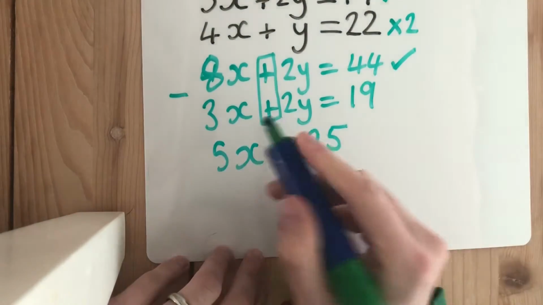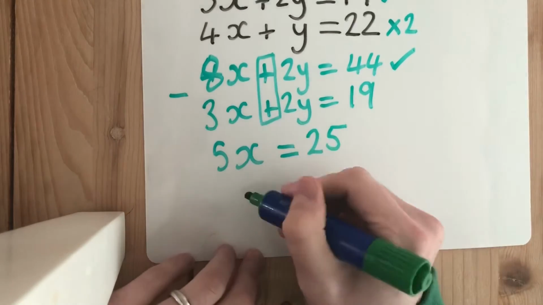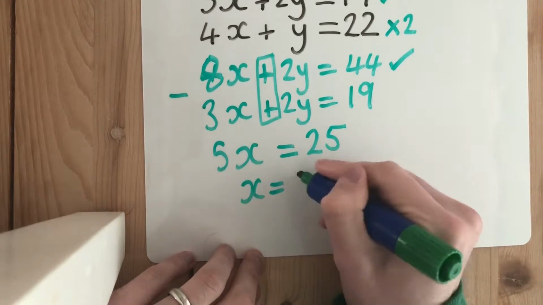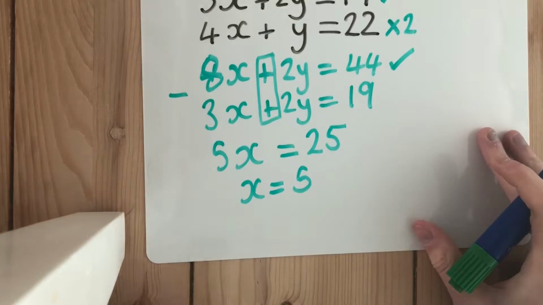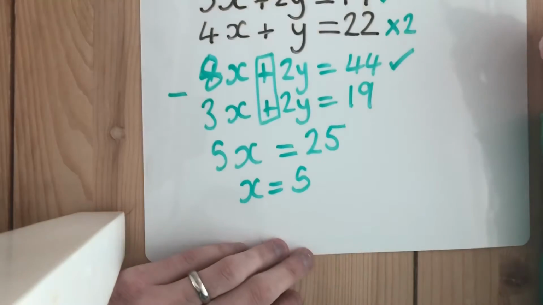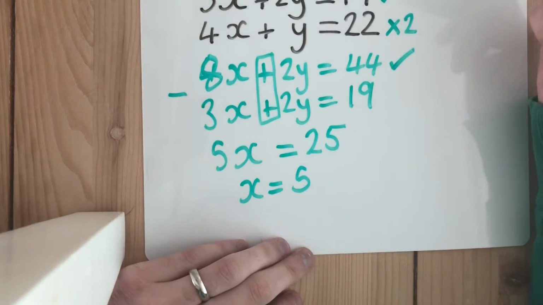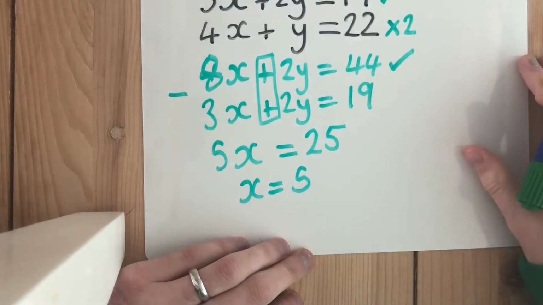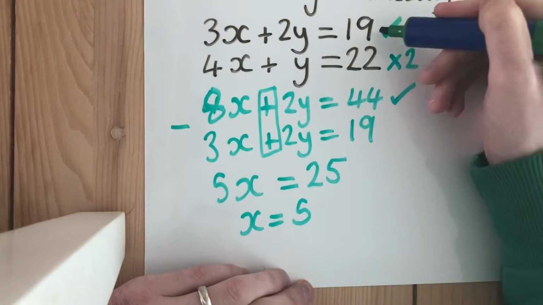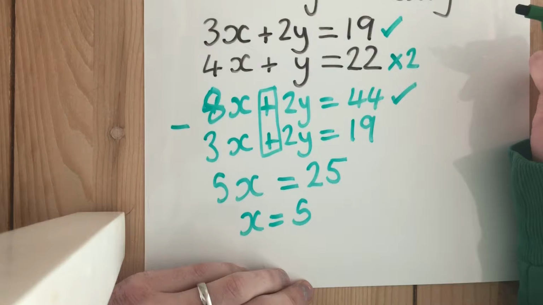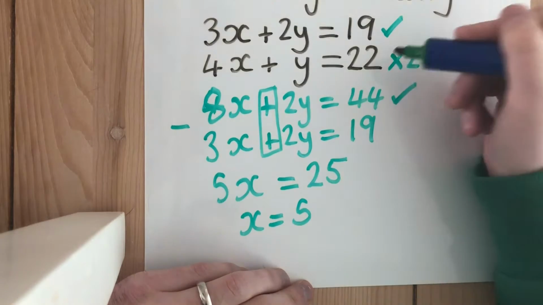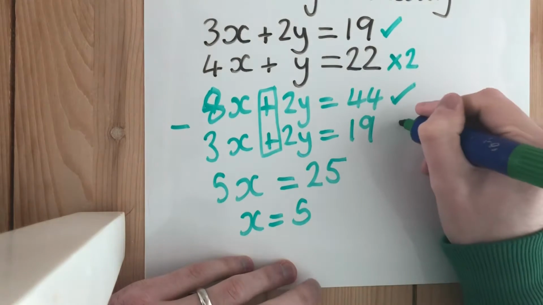Then I need to solve that. So 5 times something is 25, which tells me my value of x must be 5. Now that's got you the first value, but I still need to work out what my value of y is going to be. Now I can use any of those 3 equations. The one that looks the easiest to me is the second one, so I'm going to use that.